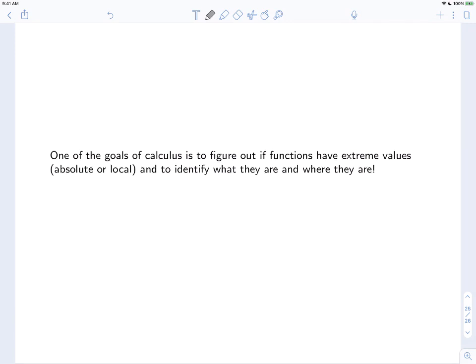One of the main goals of calculus is to figure out if functions have extreme values, absolute or local, and to identify what they are and where they are.